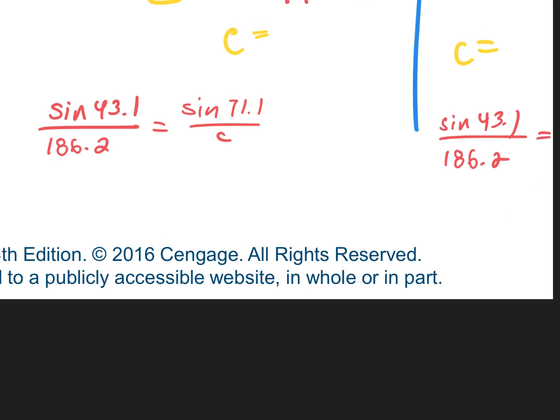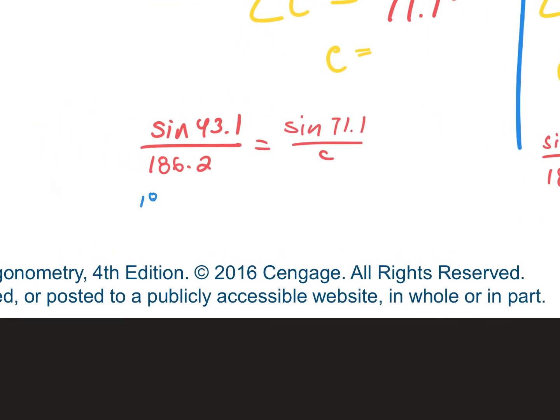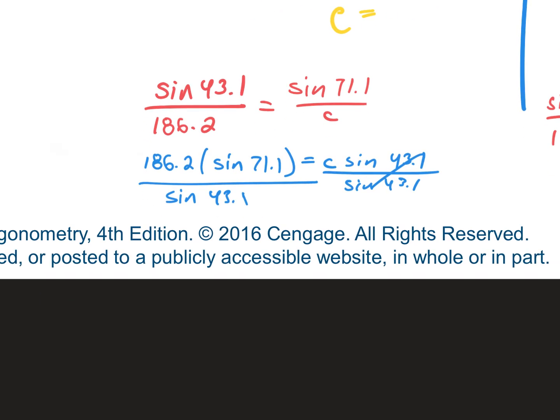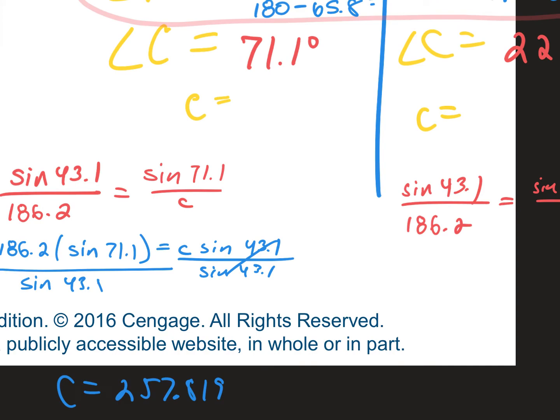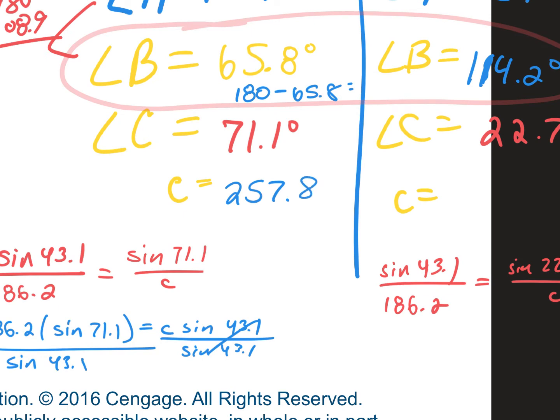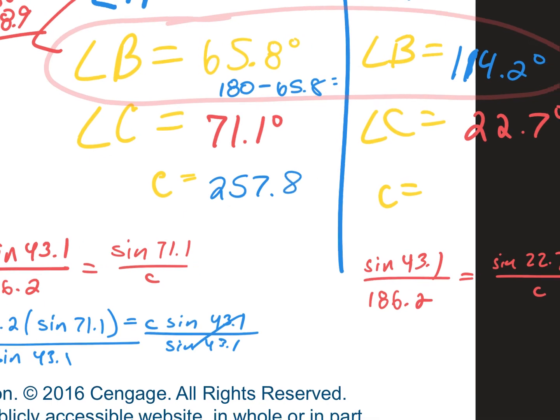And then how do we solve this, guys? Cross multiply, so you have 186.2 times the sine of 71.1 equals C times the sine of 43.1. How do you get C all by itself? Divide by sine of 43.1. And I get C equals about how much? Okay, so C is 257.819. So we'll round it to 1 decimal place. We'll say that C is about 257.8 in triangle 1.